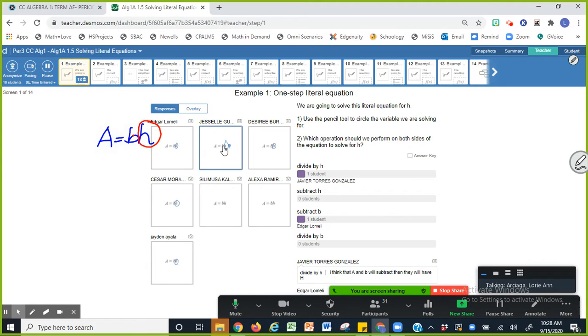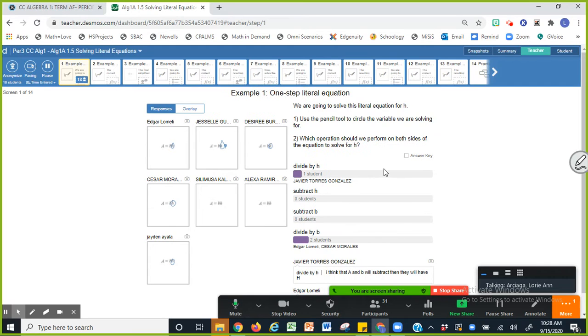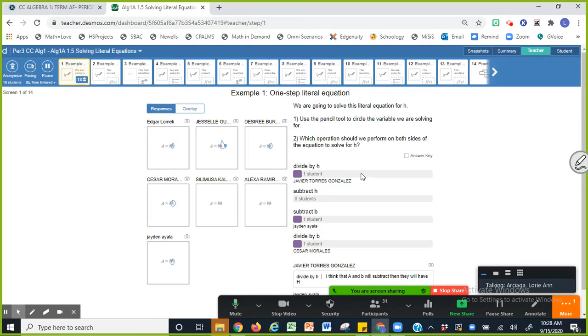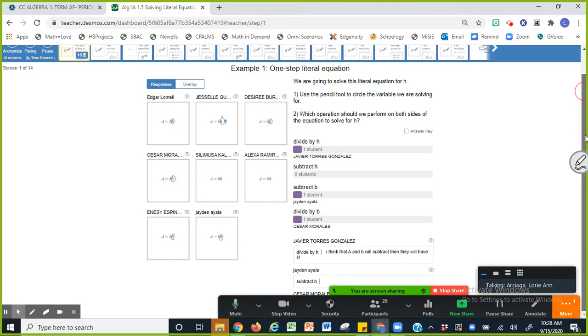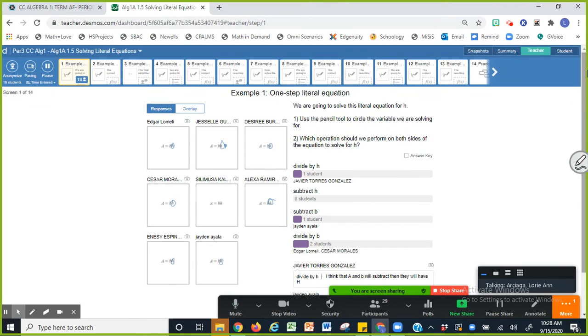All right, so on this slide, all you need to do is circle the H and pick an answer from among the choices. Which operation should we perform on both sides? Is it divide by H, subtract B, or divide by B? Only 3 students have chosen their answer so far. So please cast your vote.